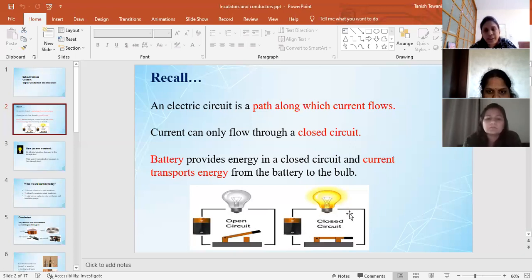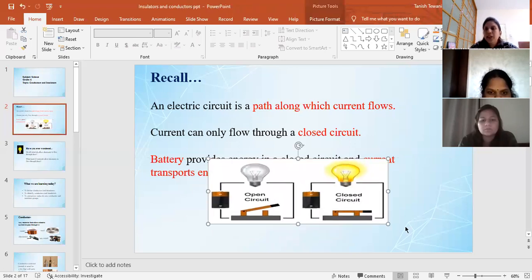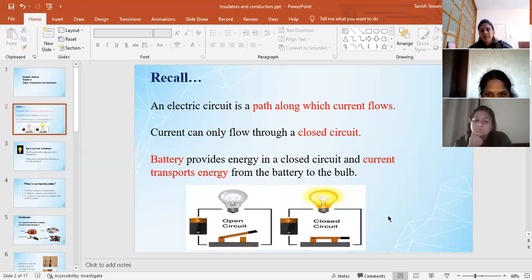What do we call this whole arrangement? This whole arrangement is called a circuit. This is an electric circuit. So a battery gives energy to the bulb, and the wires are attached to the switch, to the battery, to the bulb, and through that energy the bulb is glowing.